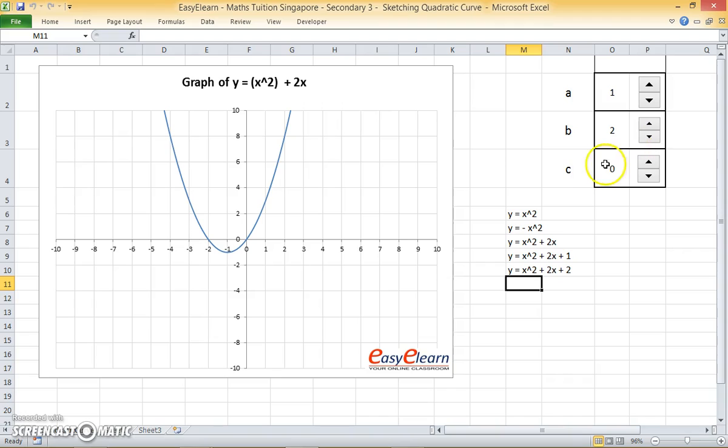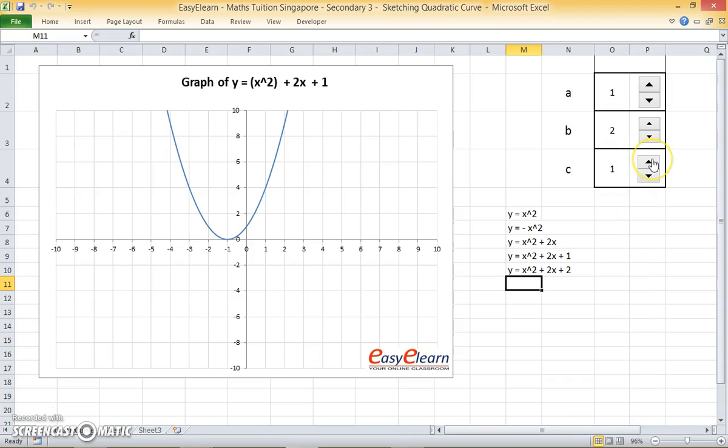If I increase the c value now to number 1, you can see the whole graph goes up by 1 unit. Now it doesn't intersect at 2 places, rather it intersects at only 1 place. So there is a value of x equals minus 1. This quadratic curve has got repeated roots, and both roots are x equals minus 1.